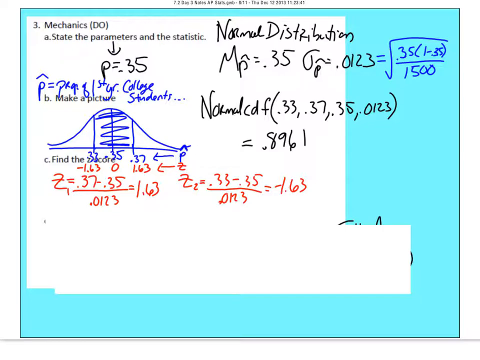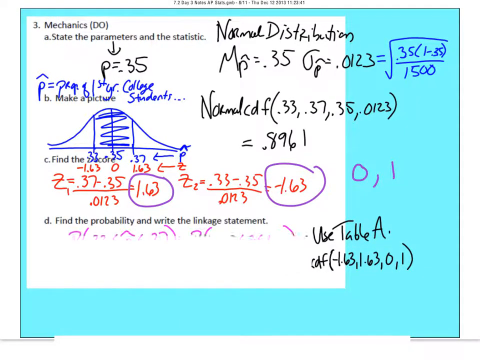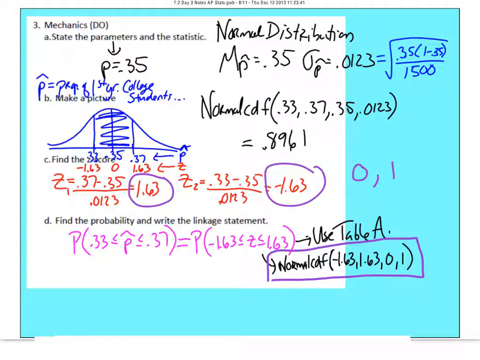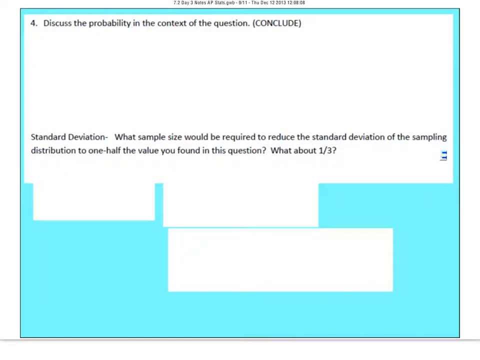How would you make the adjustment? My lower bound would be negative 1.63 and my upper bound would be 1.63. My mean in this case would be 0 and my standard deviation would be 1, because the data has been standardized. Now if we wrap this up, find the probability and write the linkage statement it says here. Again, here's exactly what I just talked about if you wanted to do the normal CDF using the z-scores. Honestly, if they don't ask for it, I'm not even going to do this lower half of it. I'm just going to stick with what I did in parts A and B up here and call the problem done.